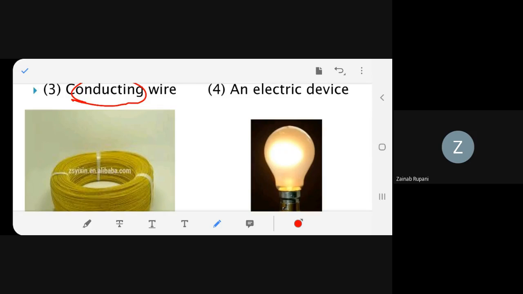Any problem, beta? So that's the reason we use conducting wire through which electricity can pass. And when electricity passes, we see the bulb glowing. So this is an electric device. How do we know that the circuit is working or not? By this mechanism. If the bulb starts glowing, you know that the circuit is complete.